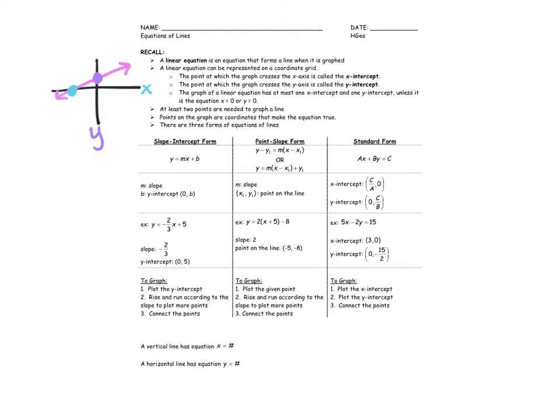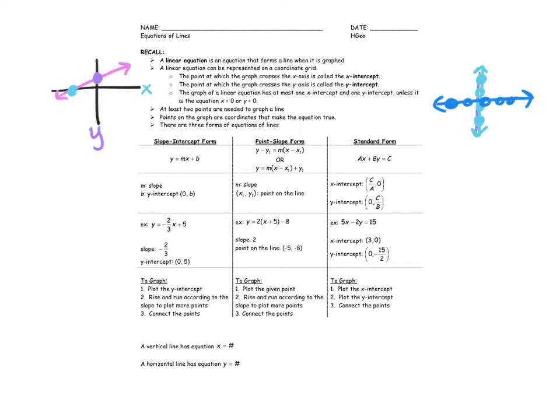The graph of a linear equation cannot have more than one x-intercept or one y-intercept unless it's the equation x equals 0 or y equals 0. So x equals 0 is this vertical line here, so technically you have all these y-intercepts here. And y equals 0 is this horizontal line. So you technically have all these x-intercepts here. But in general, when you have a line that is either increasing or decreasing, so has a positive or negative slope, it will have one x-intercept and one y-intercept.